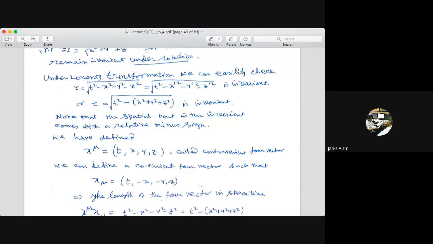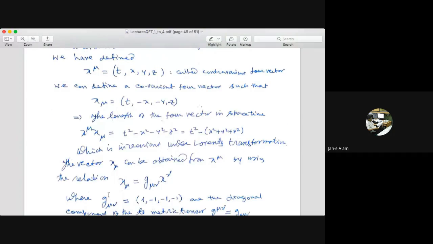So that is the reason I have to define this. This is called the contravariant vector, and this is called the covariant vector. And the length of that vector is invariant under the Lorentz transformation. Sometimes I will write x mu x mu, sometimes I will just write x square simply. So this remains invariant, and this relative sign comes in once I have a contravariant vector in this fashion and a covariant vector in this fashion.